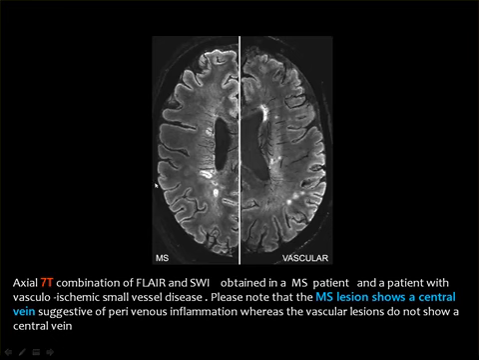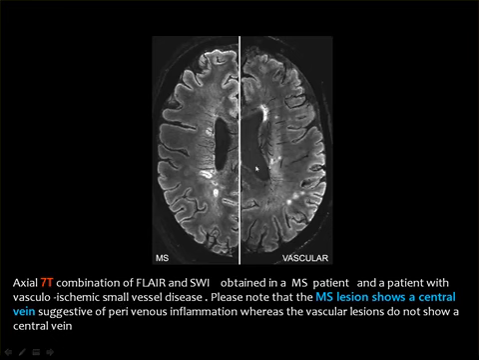Let's look at the susceptibility weighted image and see the difference between the MS plaques and the ischemic foci. Ischemic foci have no relation to the venules, and ischemic foci are a little bit far away from the ventricular wall. They are not perpendicularly oriented to the ventricle, and the MS, as you can see, are perpendicular, and they are surrounding the venule itself.